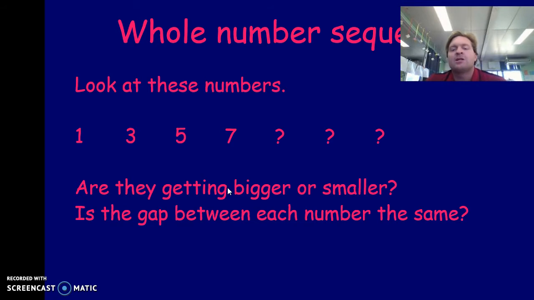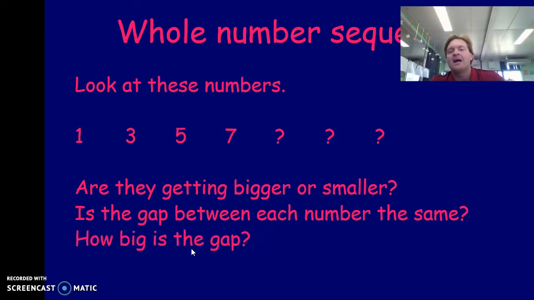Is the gap between each number the same? Well, the gap between 1 and 3 is 2. 3 and 5 is 2. 5 and 7 is 2. So yes, they are the same in this case. That's a key question. Is the gap between each number the same? And how big is the gap? As I've just spoken about, the gap is 2 whole numbers.